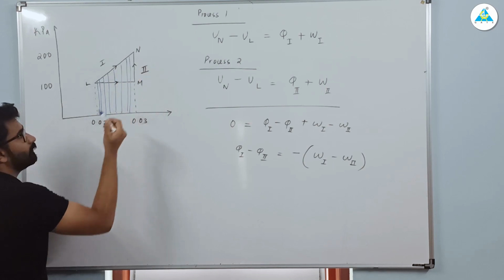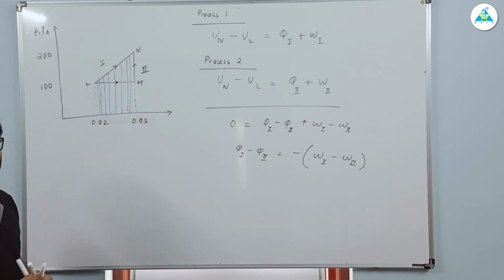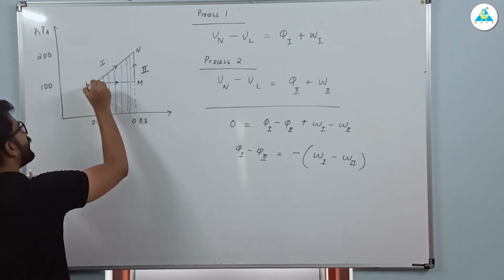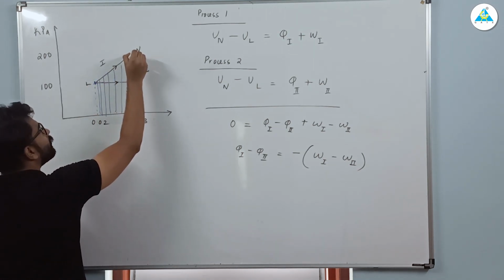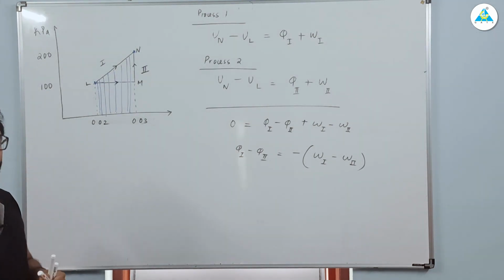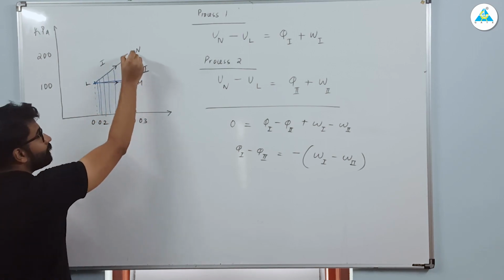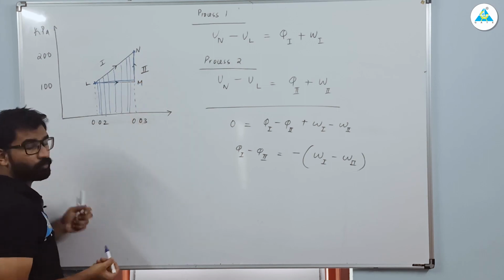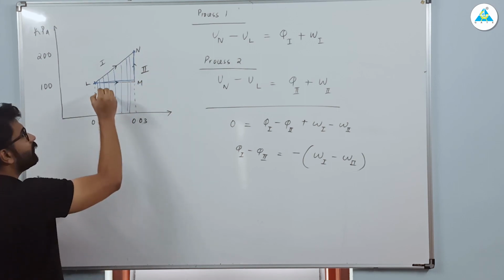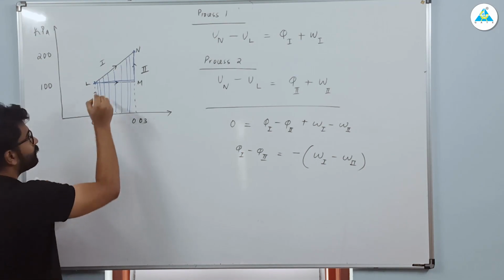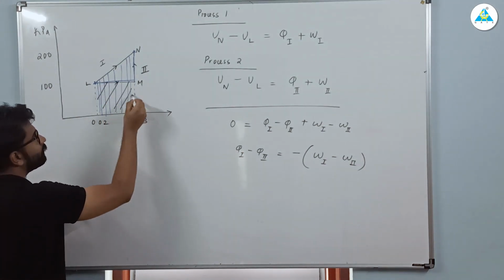Area under this curve. So this is your area under the curve Ln. I hope that is visible in your video. Right, let me check. Yes, it is visible, right? The area under the curve Ln is this. Now, what about the work done in the second process? Second process is Lm and Mn. What is the area under that diagram? It will be this one, this triangular area.